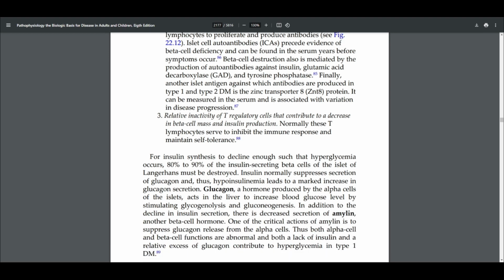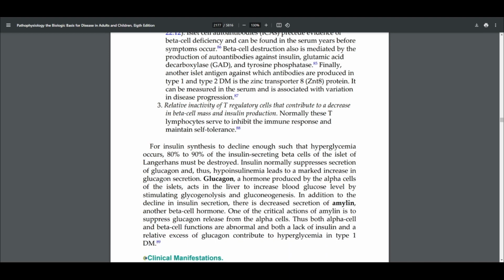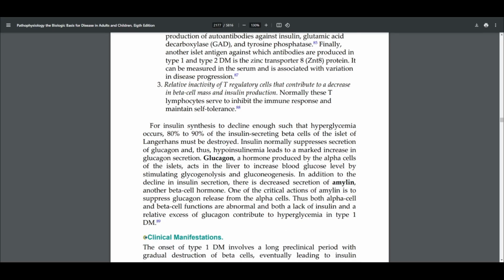Then part 3 finally kicks in. Relative inactivity of T regulatory cells that contribute to a decrease in beta cell mass and insulin production. Normally, these T lymphocytes serve to inhibit the immune response and maintain self-tolerance. So, for insulin synthesis to decline enough such that hyperglycemia occurs, 80 to 90% of the insulin secreting beta cells of the islets of Langerhans must be destroyed.